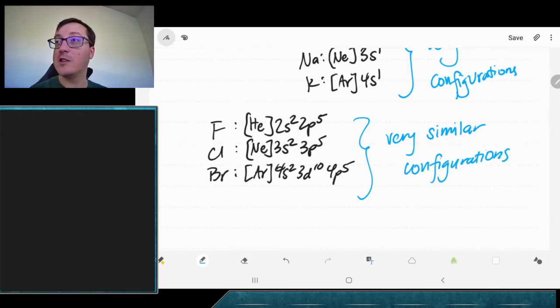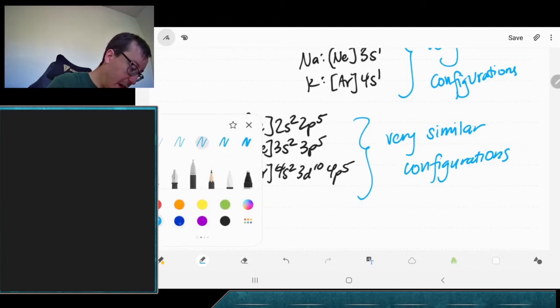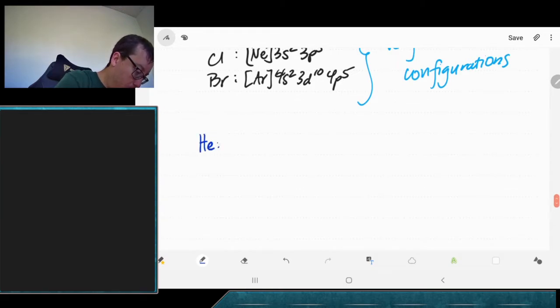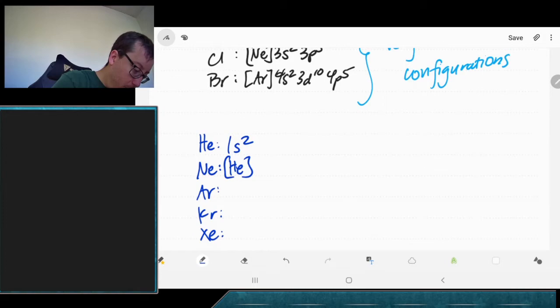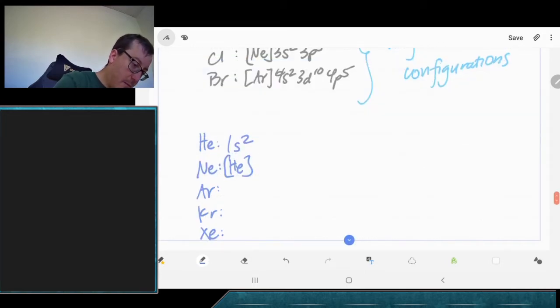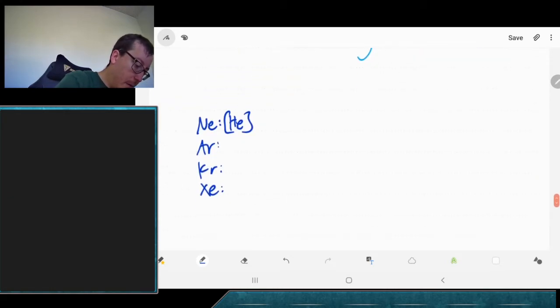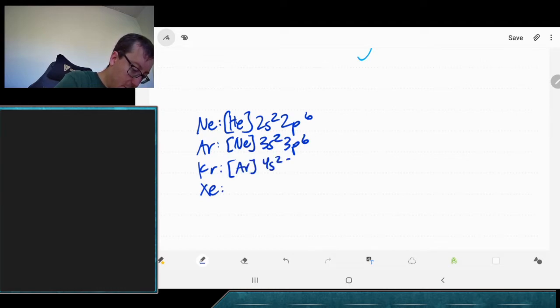And these electron configurations are going to determine some behavioral patterns that we're going to see. If we take a look at the noble gases, neon, argon, krypton, xenon. Actually, helium's a bad example, I'm just going to get rid of it here. Neon is 2s2 2p6. Argon is 3s2 3p6. Krypton is 4s2 4p6. And xenon is 5s2 4d10 5p6.